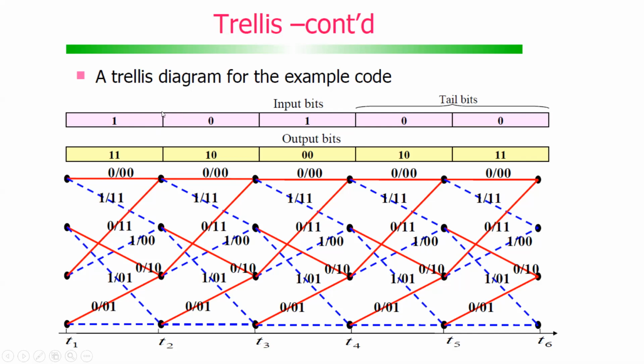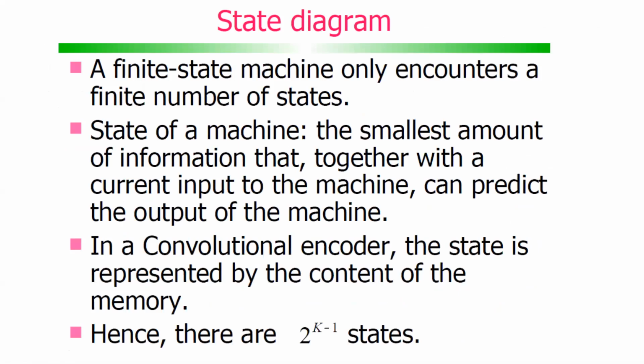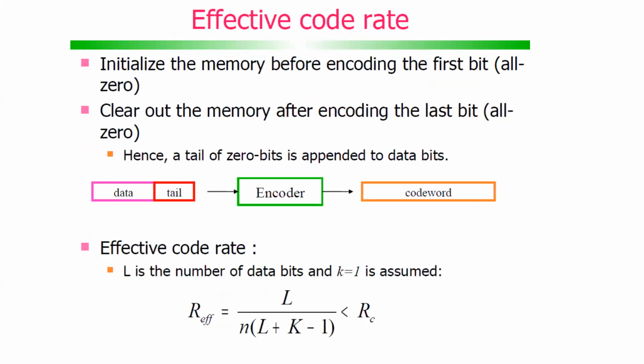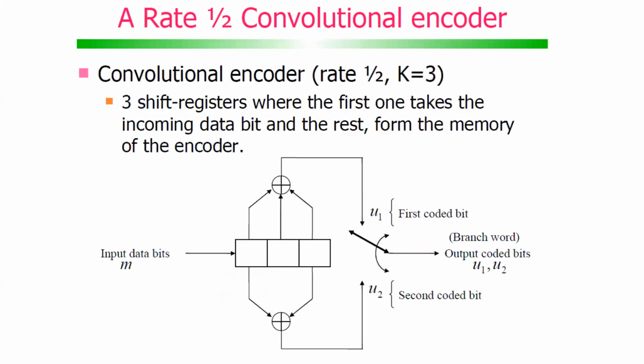In the encoder, I'm using the same example of the encoder. What is the encoder that I'm referring to? I'm referring to this encoder. This is the structure of the encoder that I'm referring to. The same encoder I'm using. The U1 and U2 will be calculated according to this structure.